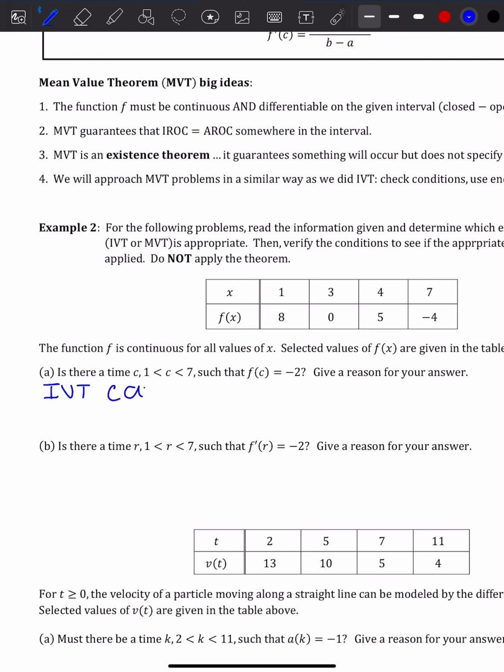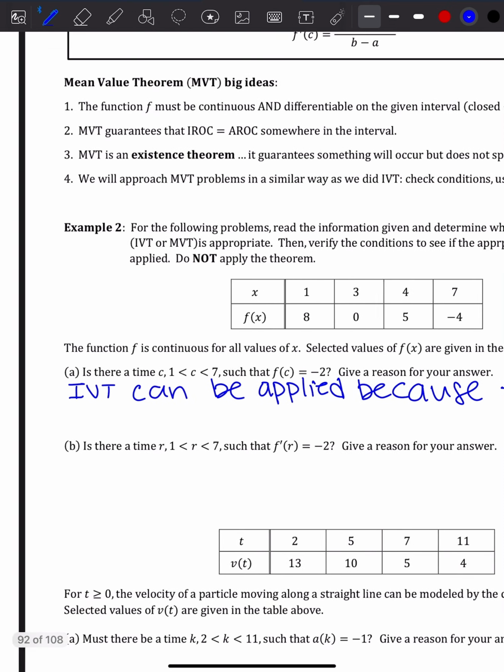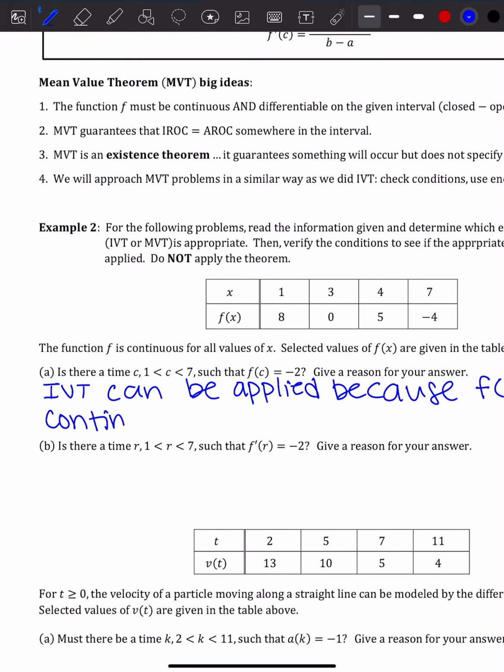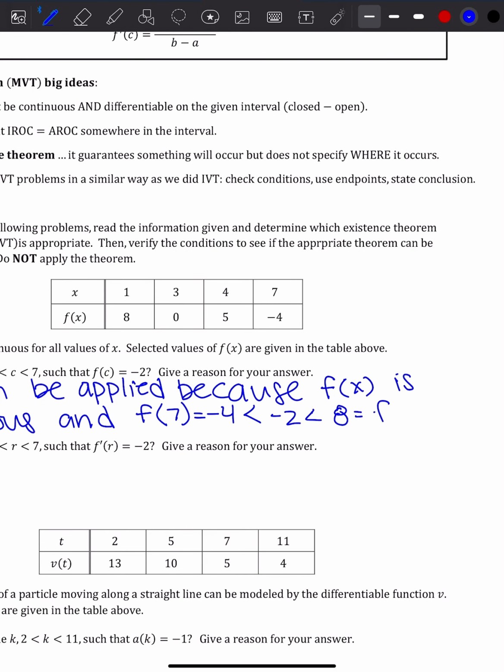So IVT can be applied because f of x is continuous and f of 7, which is -4, is less than -2, which is less than 8, which equals f of 1.